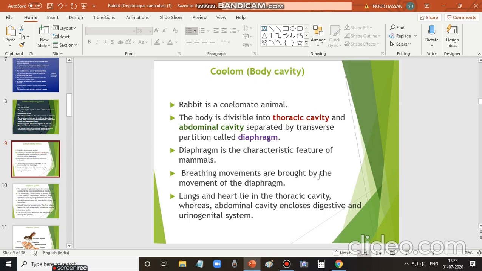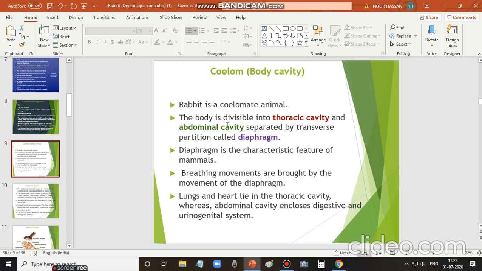Breathing movements are brought about only by the movement of the diaphragm. The lungs and heart are present in the thoracic cavity, whereas the abdominal cavity has the digestive system and urinogenital system.